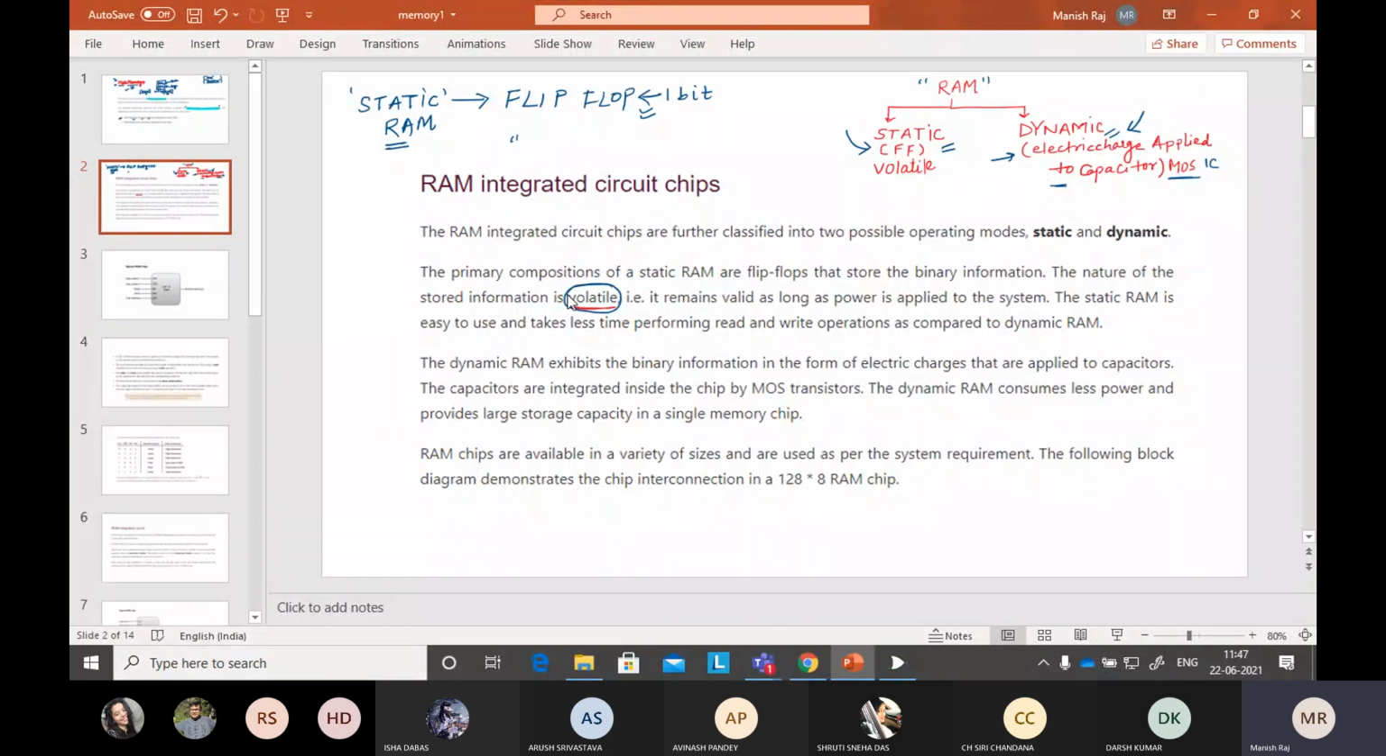What is the meaning of volatile? So the meaning of volatile is here. Okay, so I am telling you about volatile.